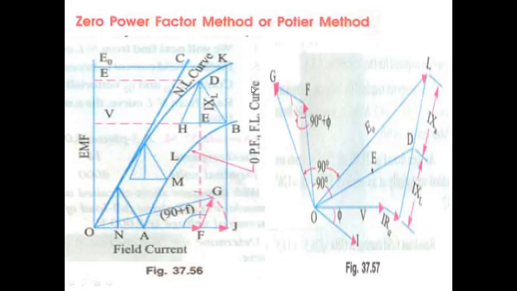And E naught is 90 degrees lagging behind OG. So the phase difference between OL, that means E naught, and OZ is 90 degrees, and the phase difference between OD and OF is also 90 degrees. So DL, this drop, is the armature reaction drop, leakage drop, and resistance drop.